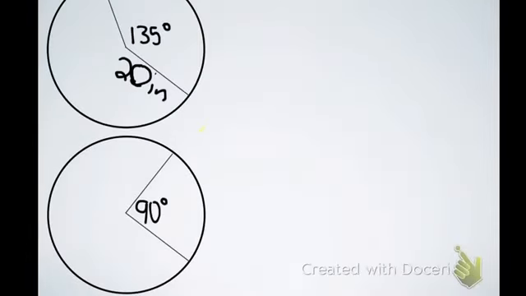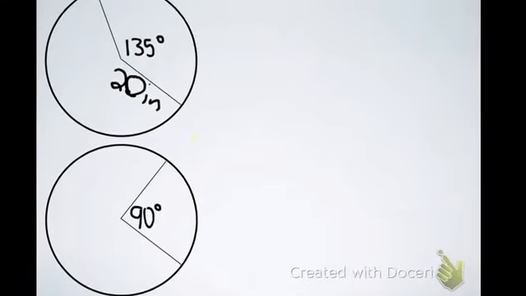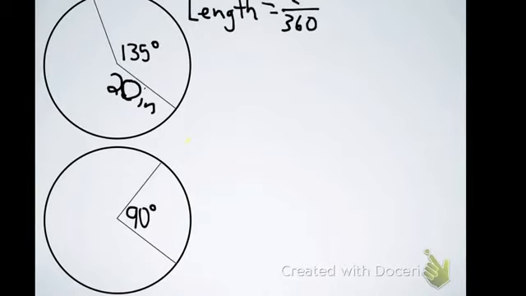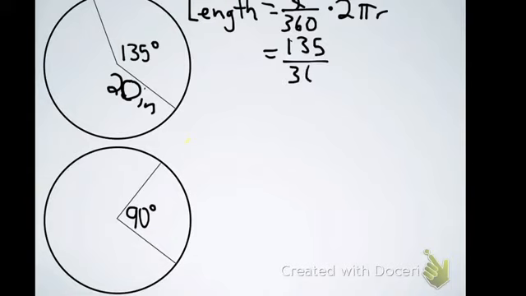Now, last thing we're going to look at here is, all right, what if I wanted to find the length where I have 135 degrees and 20 inches is my radius? So, to find the length, the length is a fraction times circumference. Fraction is going to be the angle over 360, circumference is 2 pi r. So I got 135 over 360 times 2 pi times 20.